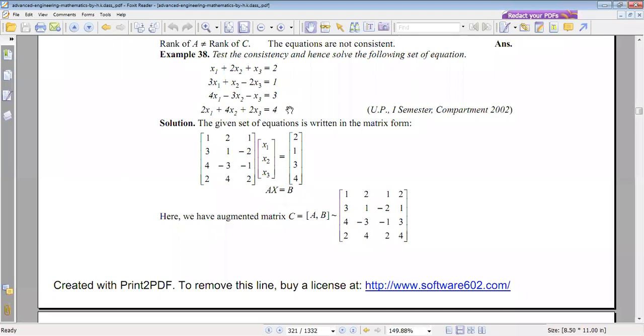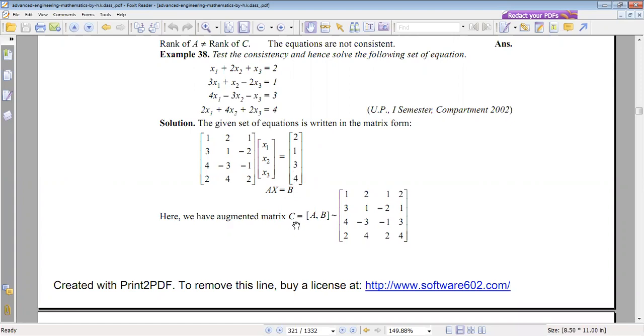So the given set of equations can be written in matrix form as well. So 1 2 1, again 3 1 minus 2, again 4 minus 3 minus 1, again 2 4 2, and this is x1 x2 x3, equal to 2 1 3 4. Okay, this is the matrix 2 1 3 4. So this can be written as what? This is the matrix A, this is the matrix X, and this is the matrix B.